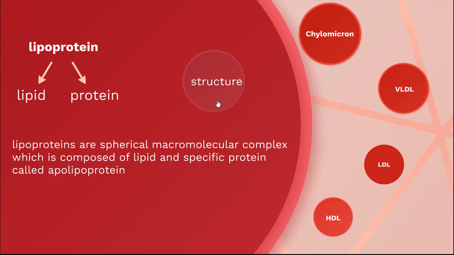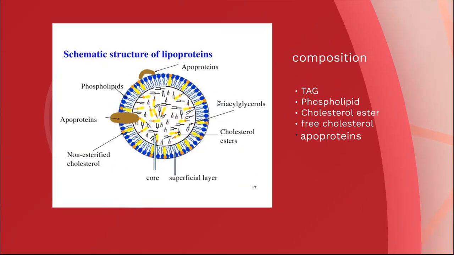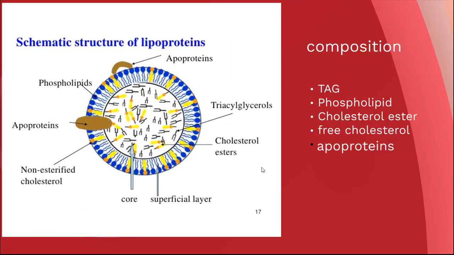Now let's see how lipoproteins actually look. This is the actual face of lipoprotein. In this figure, we can see that there is an inner core and an outer superficial layer. The inner core is composed of triacylglycerol and cholesterol ester, and the superficial layer is composed of phospholipid, free cholesterol, and apoproteins. This structure of lipoprotein is a very important written question, and you can easily answer it from this figure.